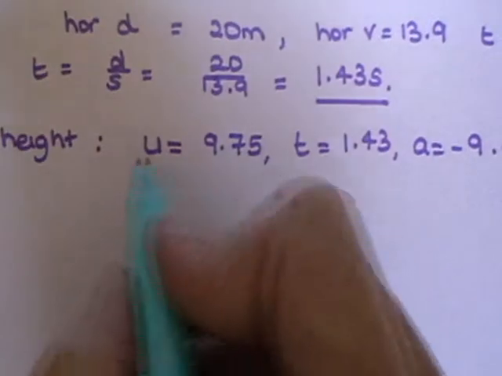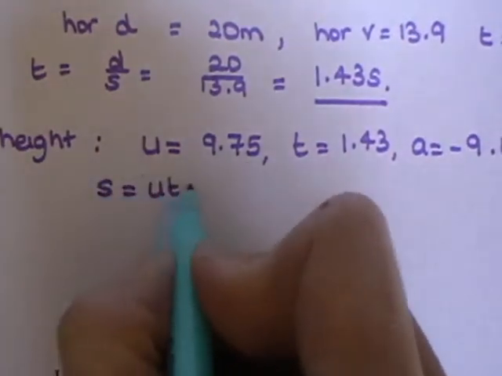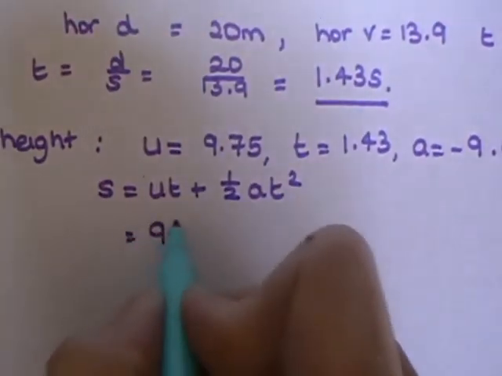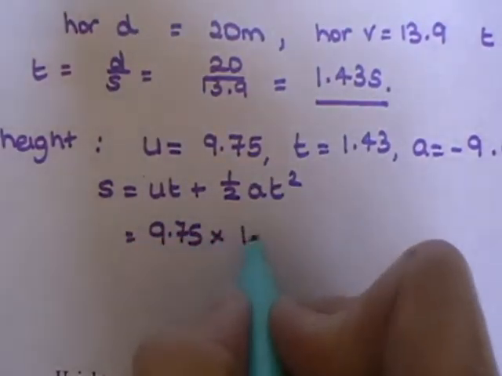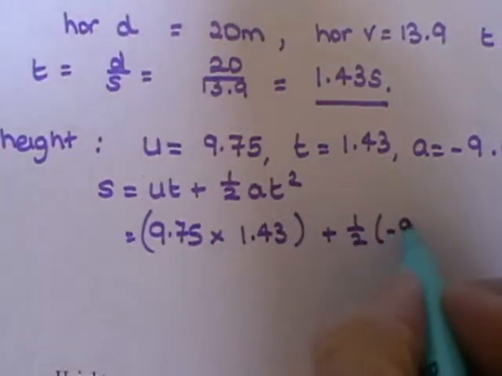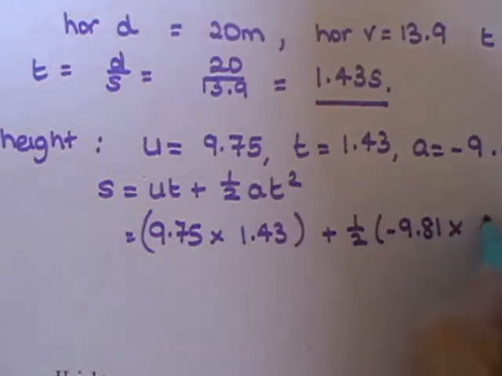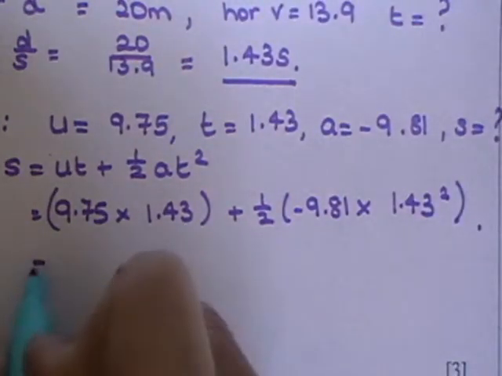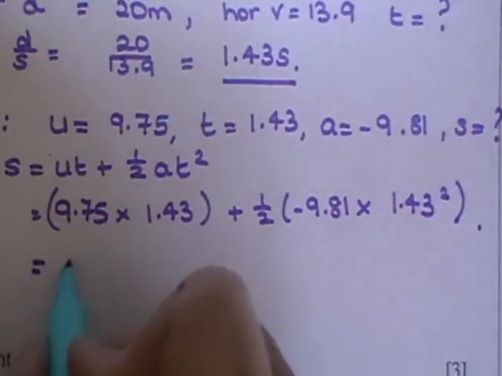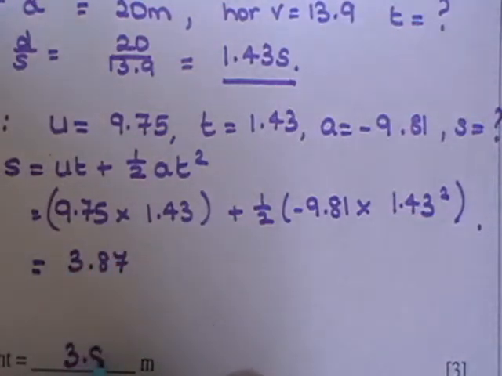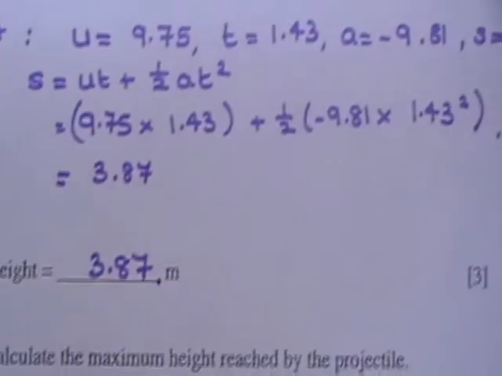And therefore S equals ut plus a half at squared, and that's equal to 9.75 times 1.43 plus a half by minus 9.81 by 1.43 squared. And that gives you an answer of 3.87 meters is the height of the fence.